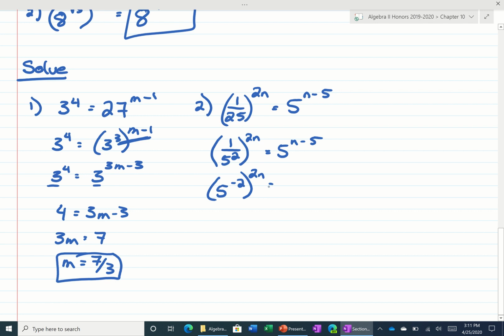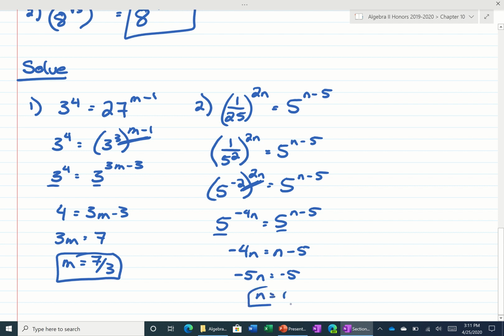So 2n is equal to 5n minus 5. Power to a power, we multiply. And because the bases are the same, the powers have to be the same. So n would be 1, not a big deal.